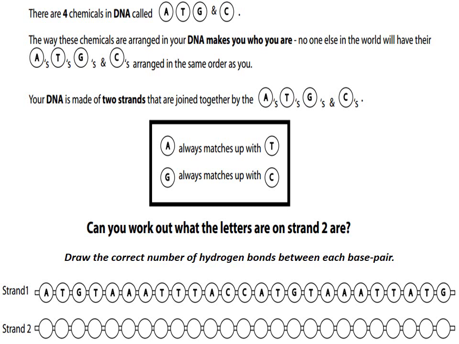This is just a little practice slide for you to attempt. You have the DNA sequence of one strand, and you have to figure out the DNA sequence of the second strand using the complementary base pairing rules. And then you're also told to draw the correct number of hydrogen bonds between each base pair. Remember, 2 for AT, 3 for CG.